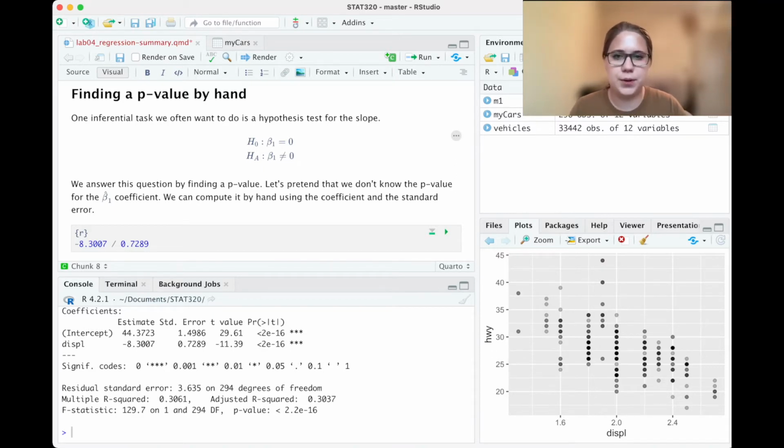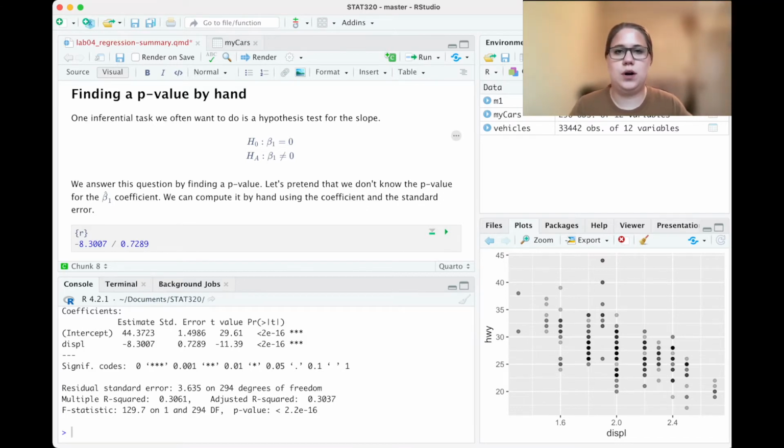So for example, on an exam, I might black out the t-value for a particular coefficient and the p-value, and you would have to compute that p-value by hand. So let's pretend like we don't know that p-value. So the way that we find a p-value is, first of all, we find a test statistic.